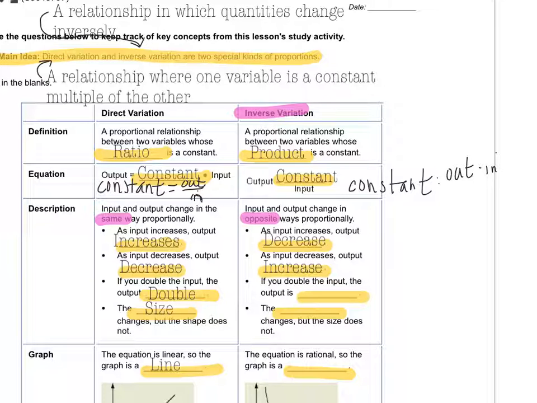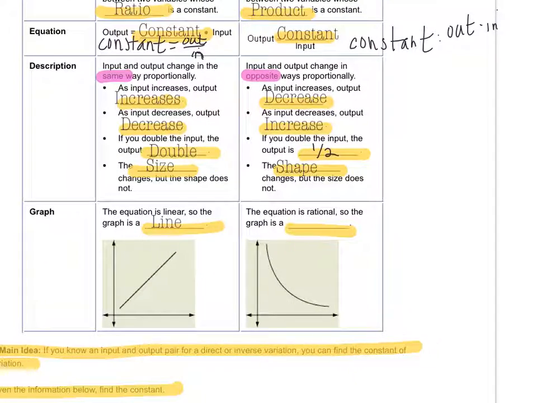If you double the input, the output, instead of doubling, instead of me having 2 times, I'm going to have half that value. So I'm going to go ahead and write that one. It's going to be half, or halved. The shape in this one is going to change, but the size is going to stay exactly the same for an inverse variation. And for our equation, instead of it being linear or a line, the equation is rational. So the graph is going to be a curve. The best way to describe that graph is a curve.